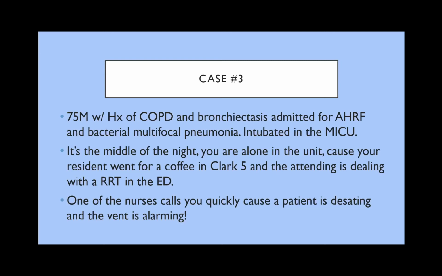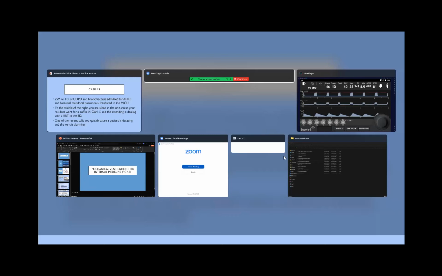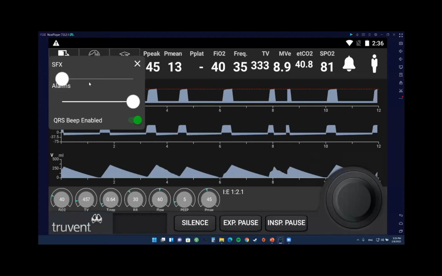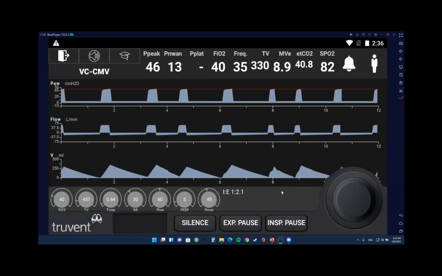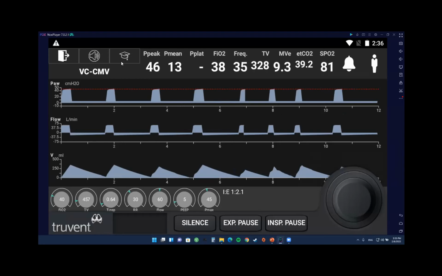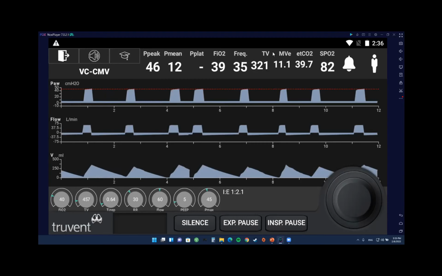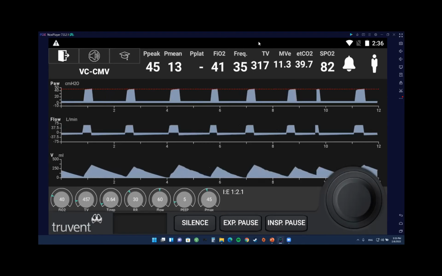One of the nurses calls you very quickly because the patient is desaturating and the vent is alarming. You rush to the bedside of the patient, and what you see is this. The ventilator is alarming. It's telling you that the pressures are very high. And the patient, even though set up for a volume of 450, is not really getting the volume the patient should be getting. What do you do?